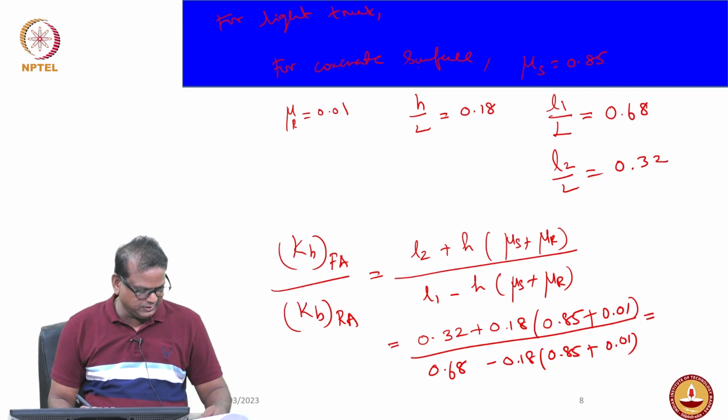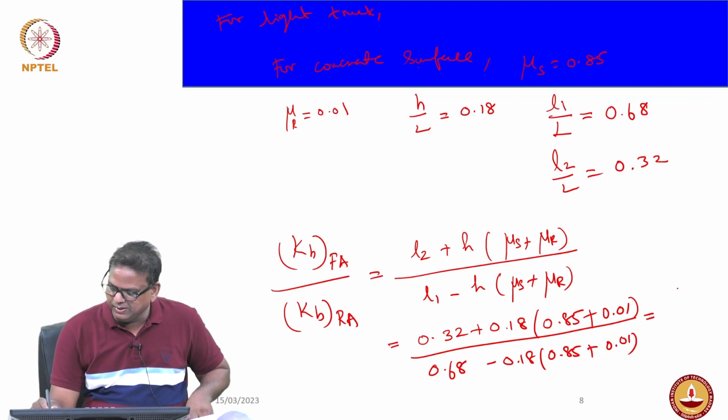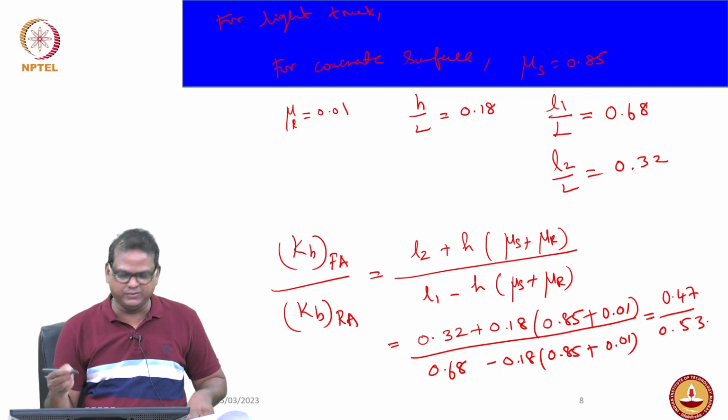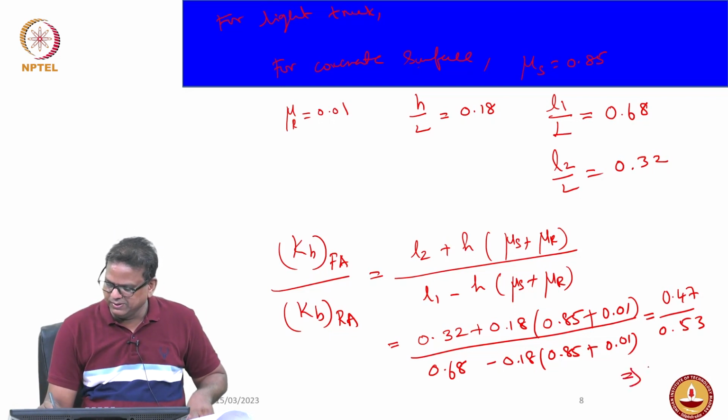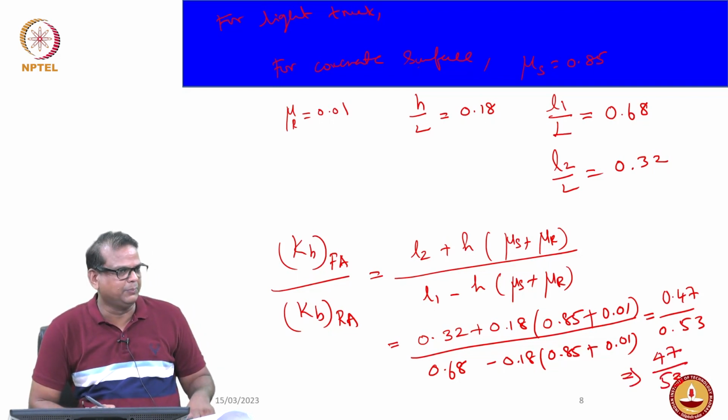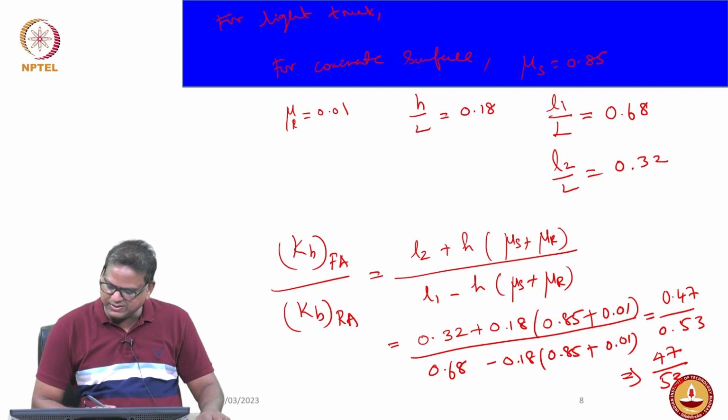So you would expect it to come out as a percentage. Normally it comes as 47 and 53. Since we are talking in terms of fractions, we can say straight away 47 by 53. So this is the proportion. I think yesterday someone asked a question.